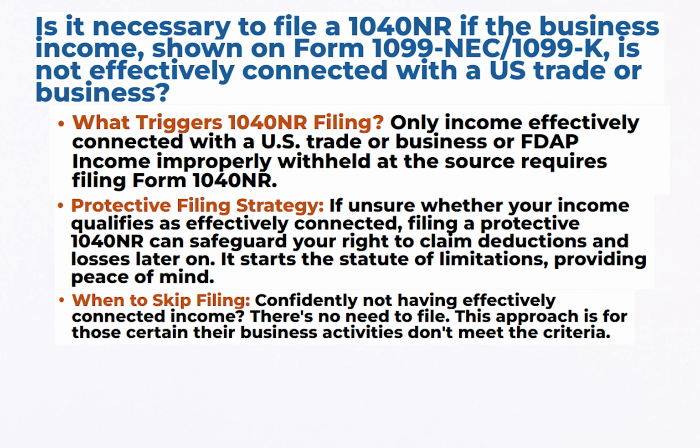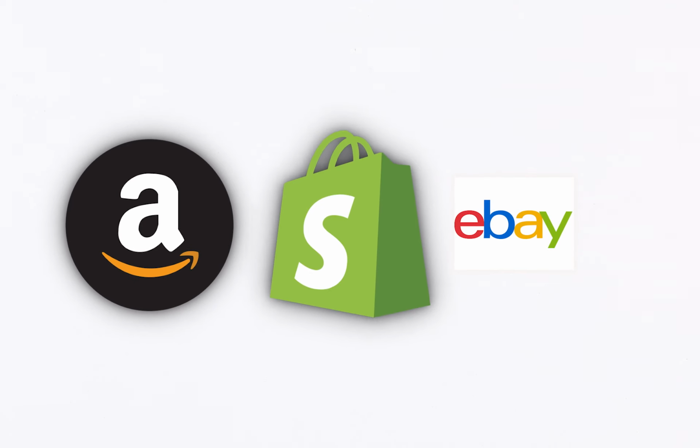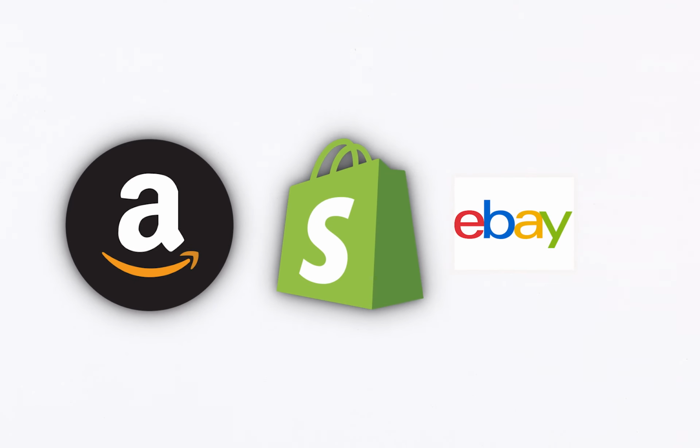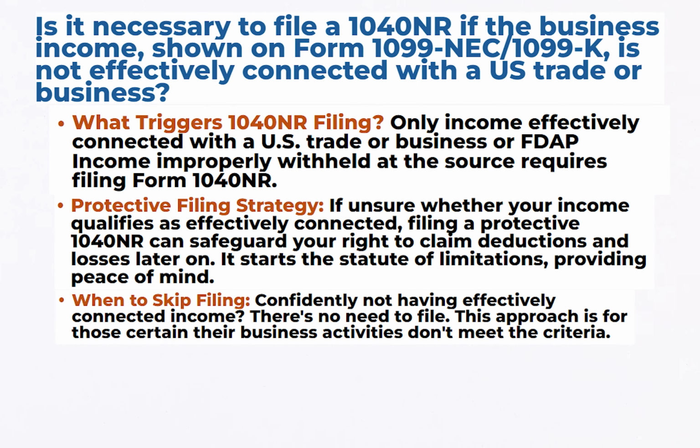Another example is those that sell on Amazon, eBay, Shopify, and all of that, as long as you're sitting in your home country and you are doing the sales. A lot of the time there's confusion on inventory sales. Yes, of course, if you ship your product from China to the US and then you sell it, you have U.S. source income. But just because you have U.S. source income does not make your income effectively connected to a U.S. trade or business.